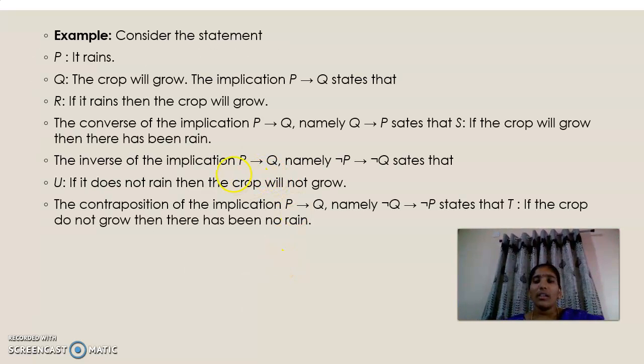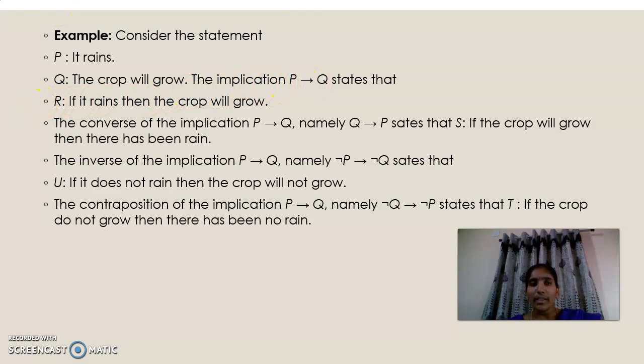So see here, now the statements, already we know what a statement is, in the first video we discussed. So based on the statements, you have to write down the converse and contrapositive. First, P is "it rains" and Q is "the crop will grow." So the implication is P conditional Q.